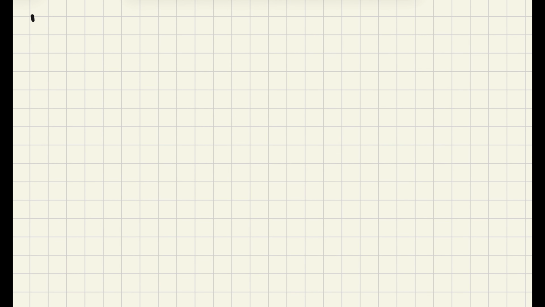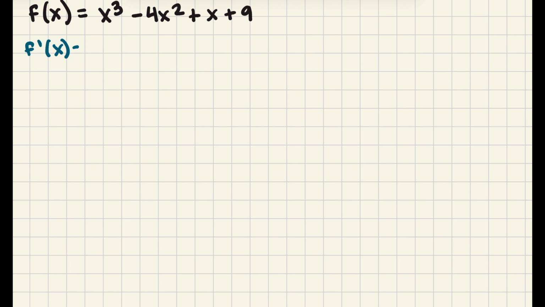Our final function is going to be f of x equals x cubed minus 4x squared plus x plus 9. And we're going to solve the derivative by using the definition of the derivative, which is f prime of x equals the limit as h approaches 0, f of x plus h minus f of x.